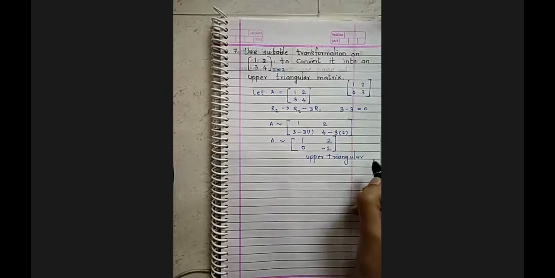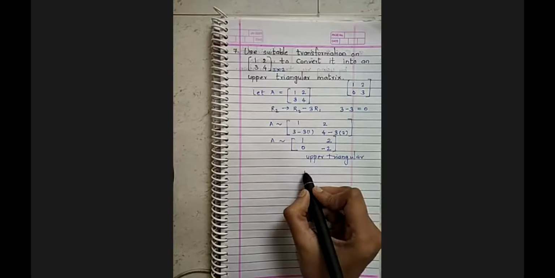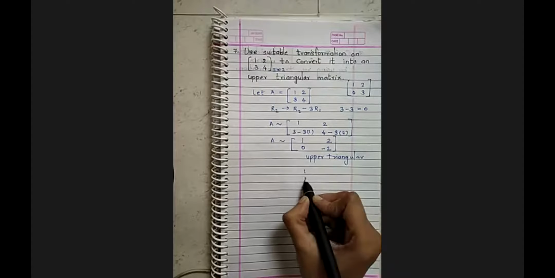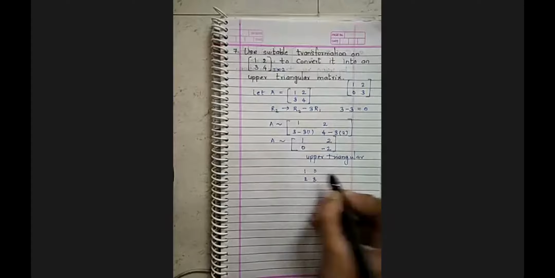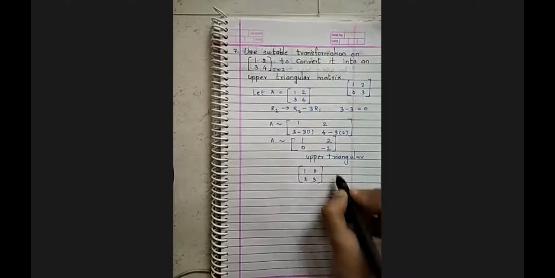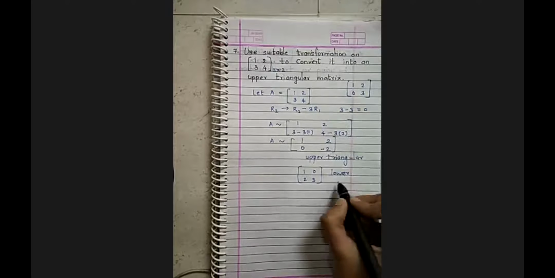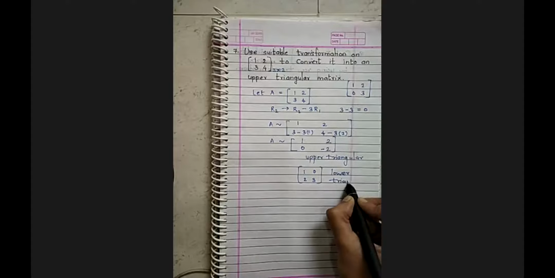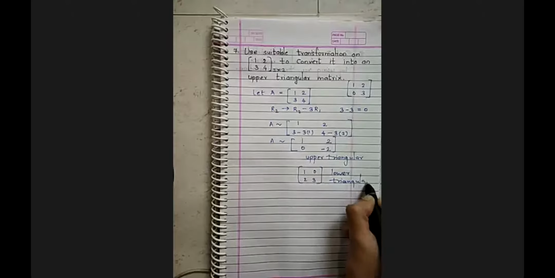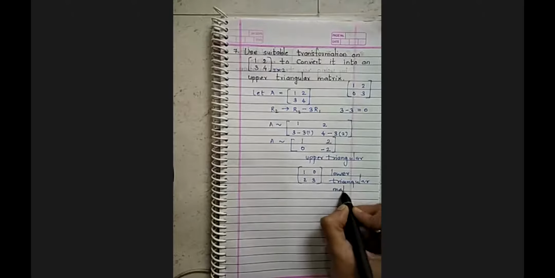Now lower triangular will be in this formation. This will be a lower triangular matrix. This is the difference between upper triangular and lower triangular matrix.